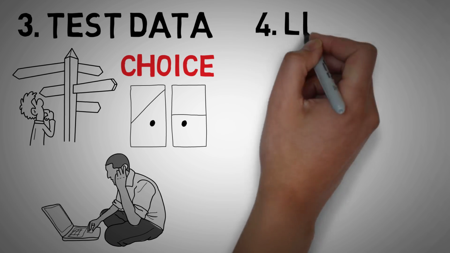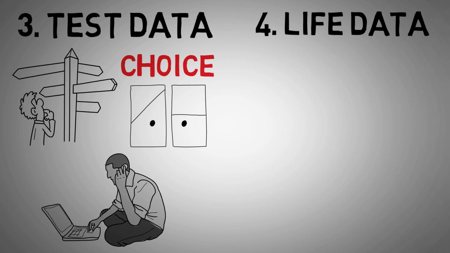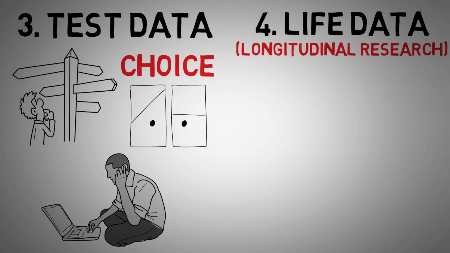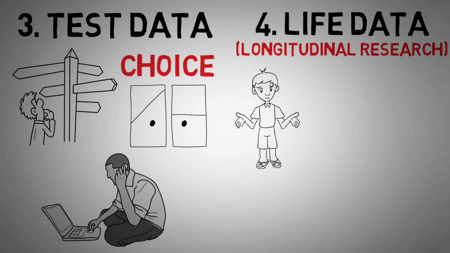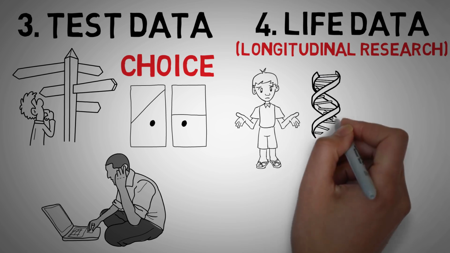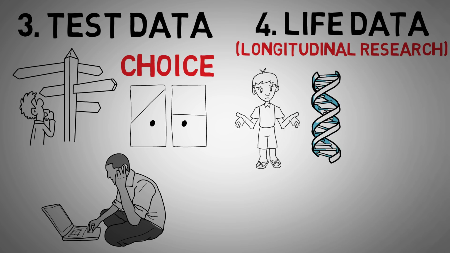The fifth type of data is called life data, also known as longitudinal research. Now, there are many obstacles that arise whenever you take on data on personality. Genetics and environment, these all can influence someone's behavior or their decision-making processes.